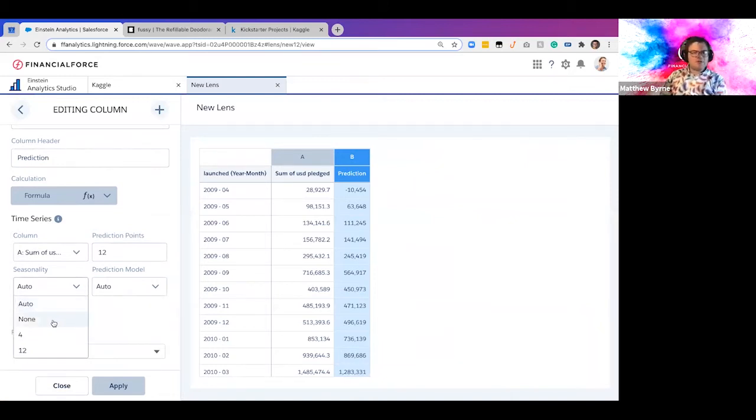Now by default, we get the value of 12, which means have a look at every 12 months to see if there's a pattern. So look at the last 12 and then the 12 before that to see a pattern. You can also have 4 if instead of months we were looking at quarters. So if I set seasonality to 12, there we go, and we've got our prediction generated now.